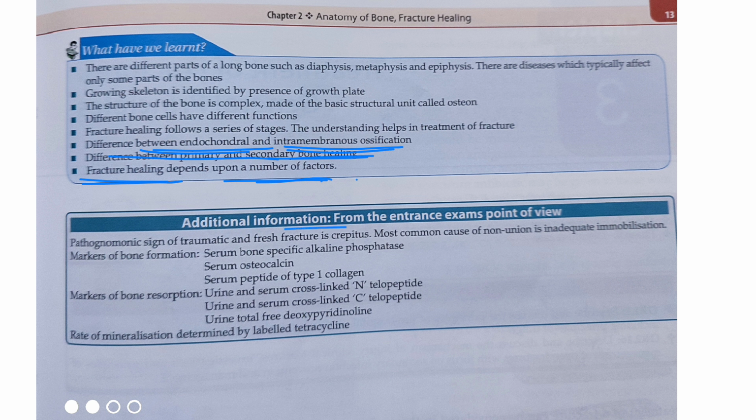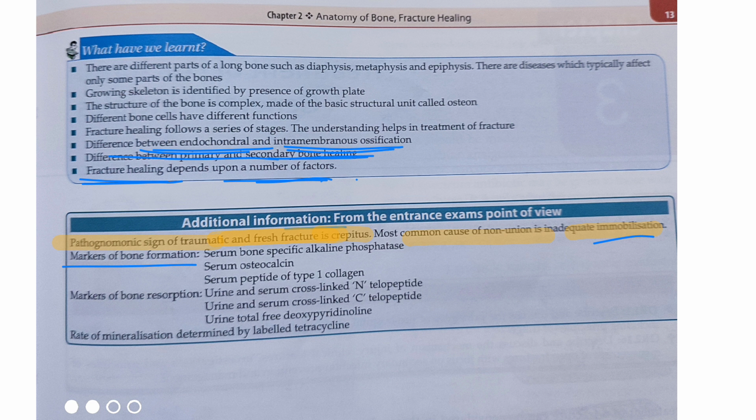Additional information. Pathognomonic sign of traumatic and fresh fracture is crepitus. Most common cause of non-union is inadequate immobilization.